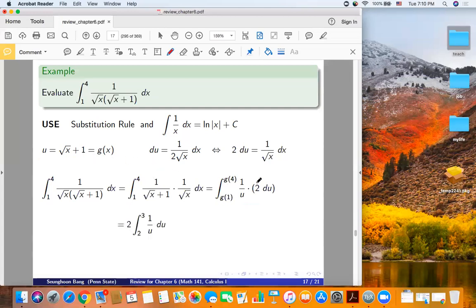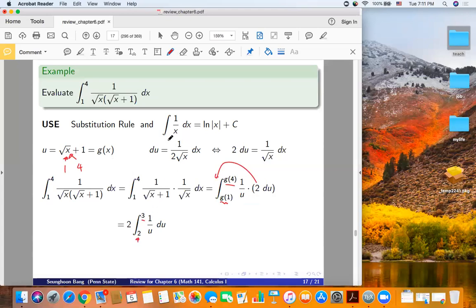Next, take out 2. What is g of 1? You plug 1 in here. The square root of 1 plus 1 is 2. What is g of 4? You plug 4 into x. The root of 4 plus 1 is 3.